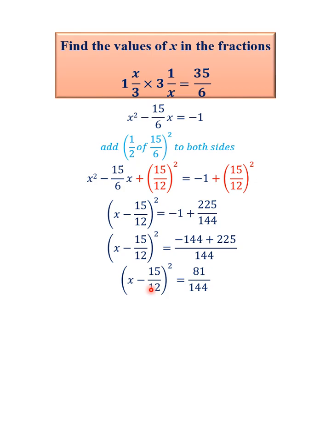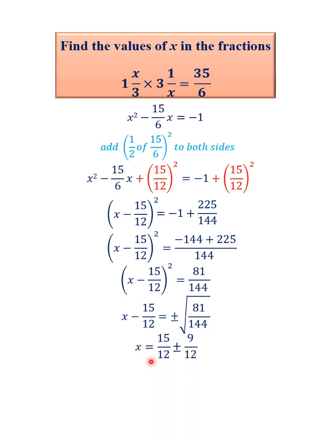And if we do that, we are going to be having x minus 15 all over 12 equals to the square root of 81 all over 144, plus or minus, because for quadratic equation, a very simple way to do it is to take the square root of both sides and introduce a positive and negative, because there are going to be two answers. One will take the positive sign, while the other will take the negative sign.